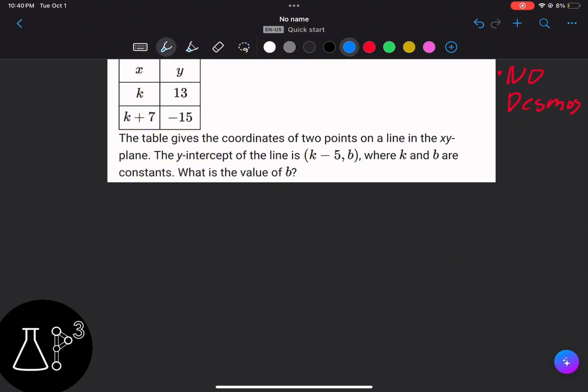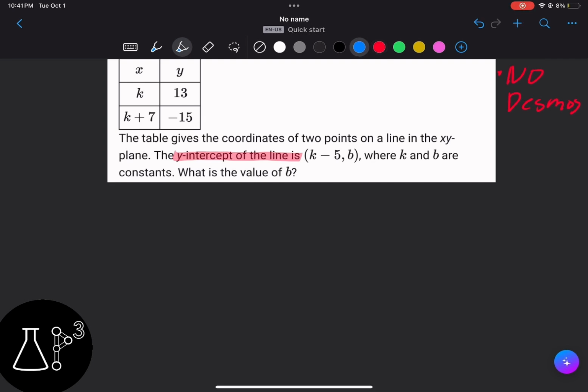The table gives the coordinates of 2 points on the line in the xy-plane. The y-intercept of the line is (k minus 5, b), where k and b are constants. What is the value of b? So we're given that b is the y-intercept of the line when k minus 5 is x, which then gives you the y-intercept of b. We're given a graph. When x equals k, y equals 13. When x equals k plus 7, y equals -15.